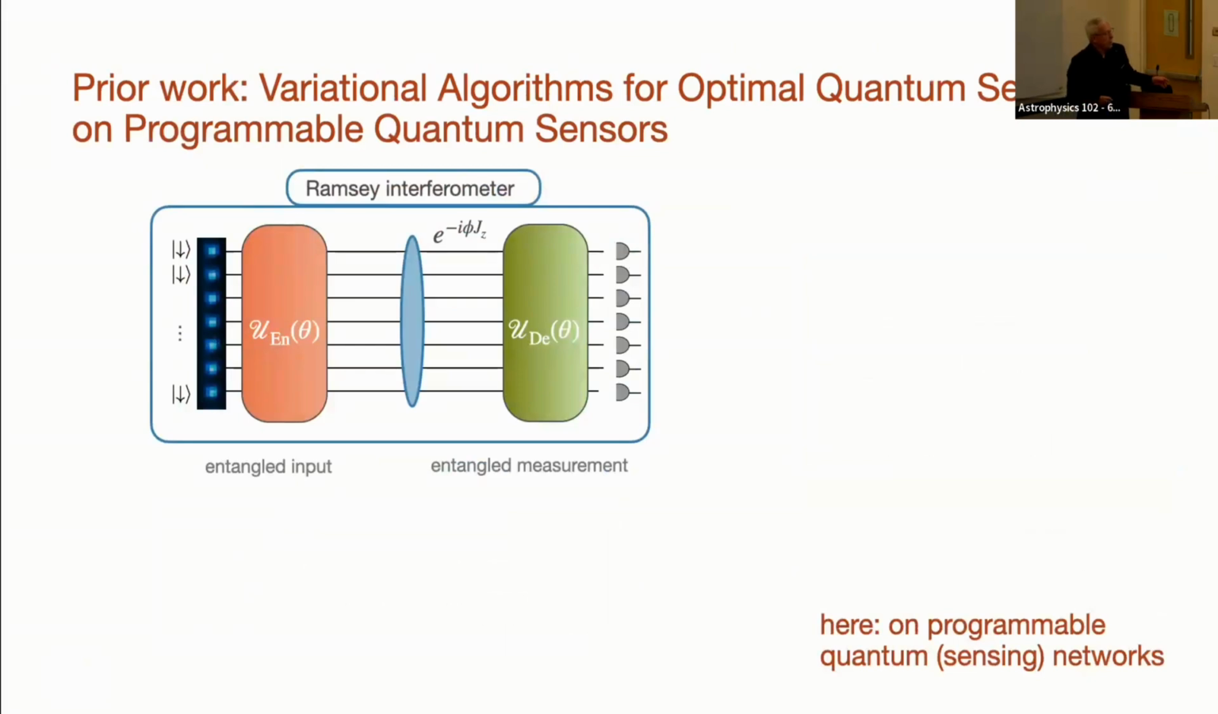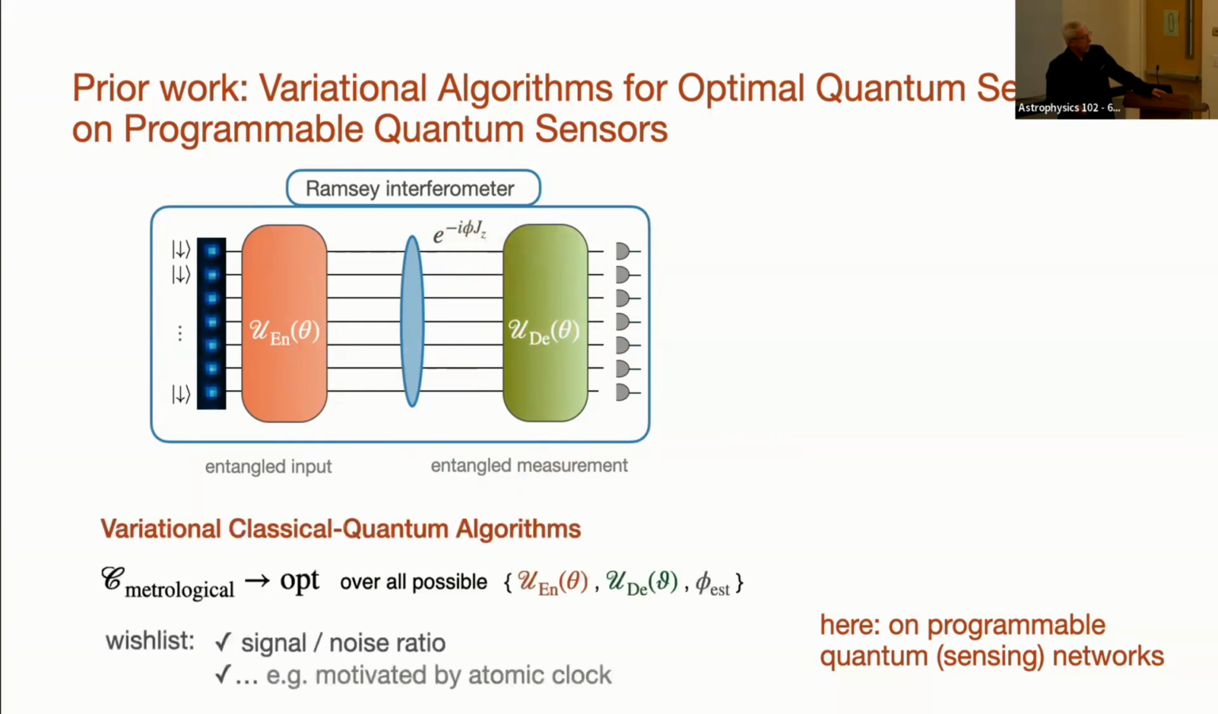Before I come to that point, let me remind you that a few years ago we did this prior work on variational quantum algorithms to find optimal quantum sensing, and the discussion was to do a Ramsey interferometer. They have an entangling input gate over here, and you have some decoder over here that does correlated measurements. And using resources available on the quantum machine, we were asking how we can optimize, with the given resources, representing this as a variational circuit, the performance of this, in this case, single phase estimation that we have here.